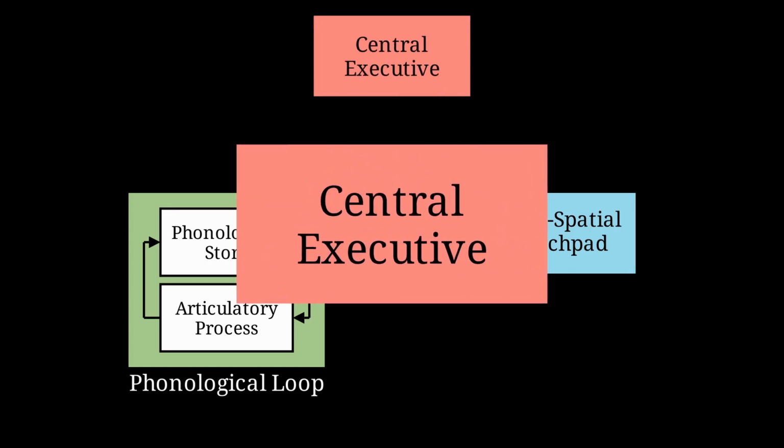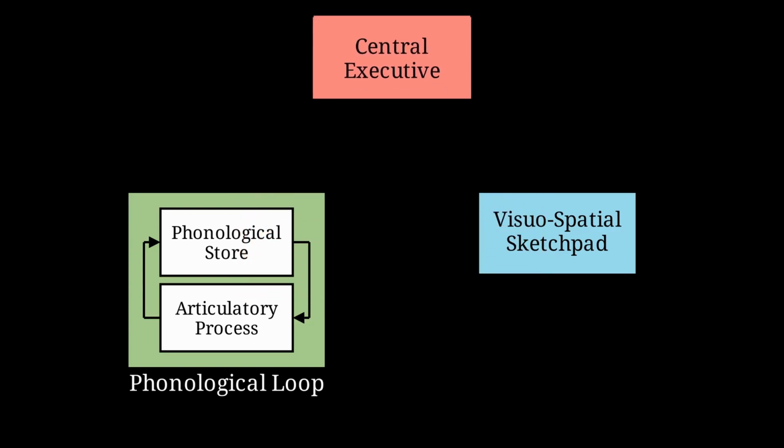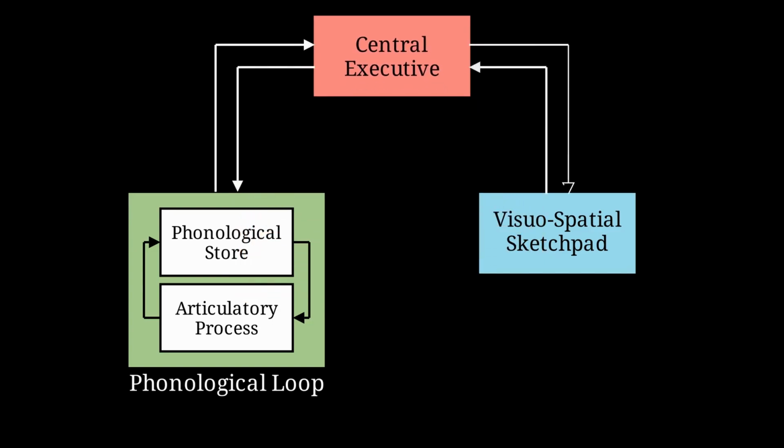Finally, we have the central executive. This is a master system that coordinates the two systems to perform memory tasks. It also takes care of attention and directs focus in the memory context. Baddeley later proposed a new component called the episodic buffer in 2000, but that remains outside the scope of our discussion for now.